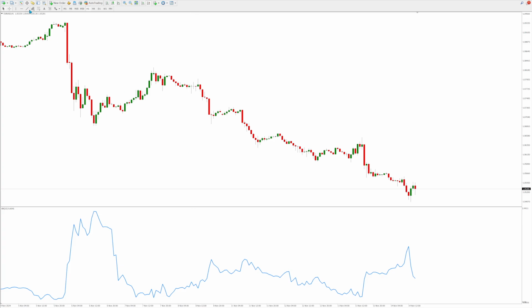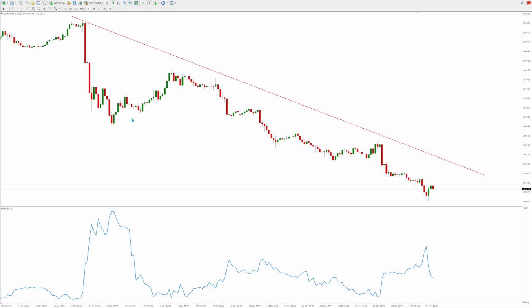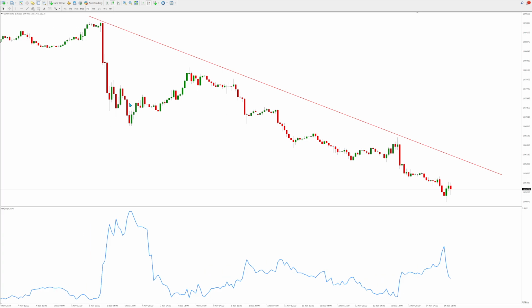Well, the first thing I'm going to do is look for the trend direction. I don't need a fancy indicator to tell me that the market is making lower highs, therefore we are in a clear downtrend. Just to state as well, this is the euro dollar chart. You can use this strategy on any trading instruments: Forex, cryptos, commodities, stocks, indices, bonds, etc.